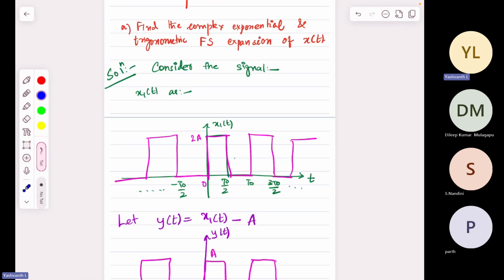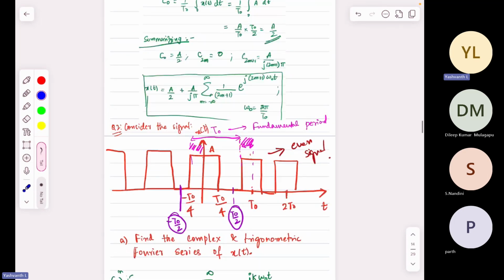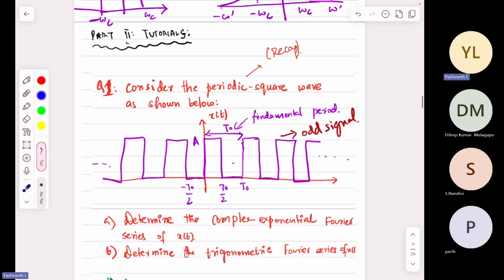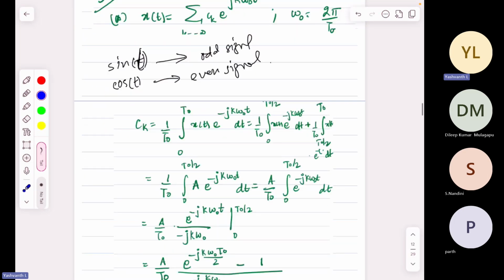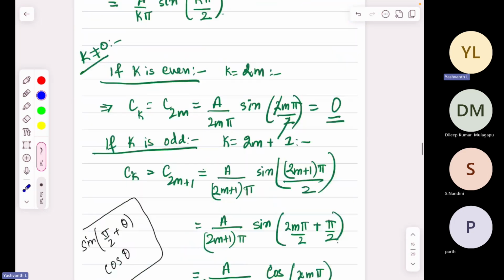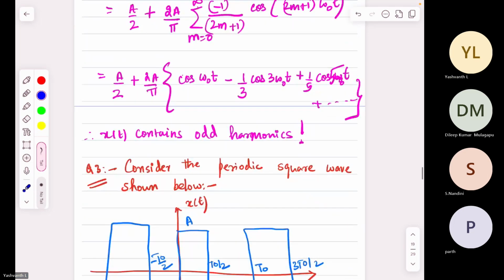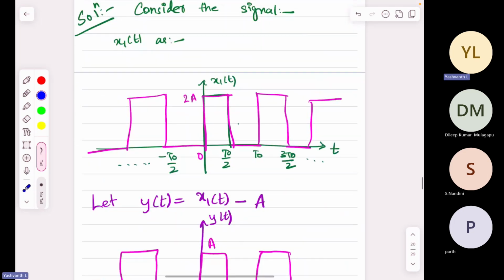See, the only difference: recall the first question. We had a from 0 to t naught by 2 and 0 from t naught by 2 to t naught. But now instead of a, we'll have 2a. So let me call that signal x1 of t.